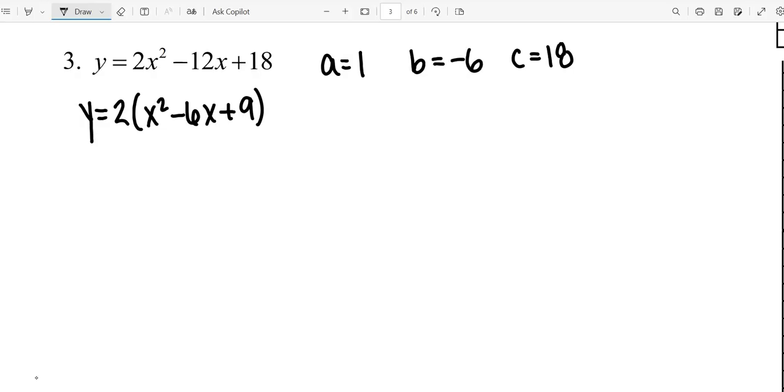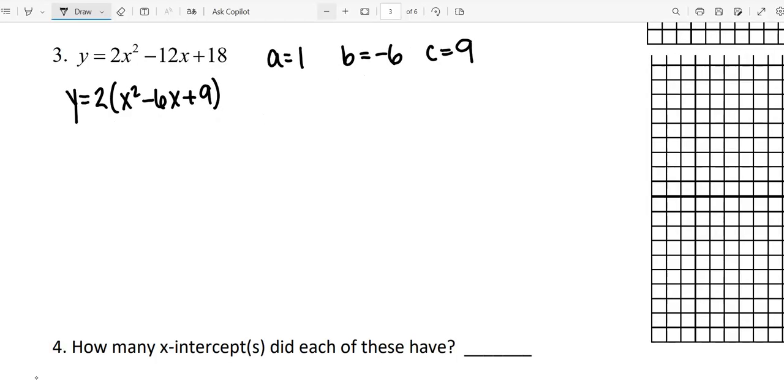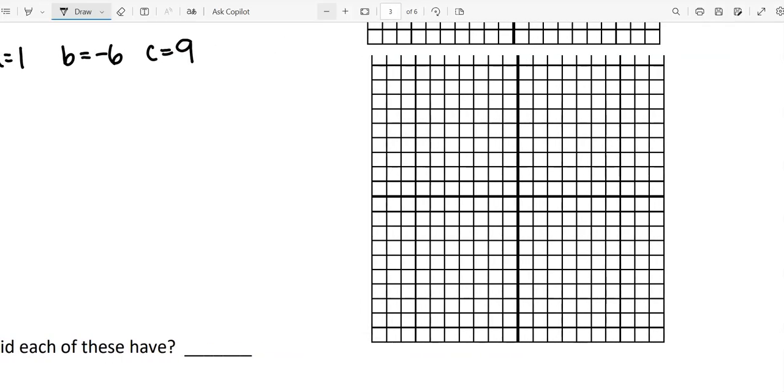1, -6, and 9. What's the benefit to taking out your greatest common factor before you identify a, b, and c? More simple, smaller numbers, right? You can take a greatest common factor out and then do a, b, and c if there is a greatest common factor. Tell me when that greatest common factor is going to be important again. When is that 2 important again? What does that 2 mean? Graphing, because it means you're doing what? Vertical stretch by 2. So vertical stretch by 2 is something that we're going to have to keep in mind when we do our graph.